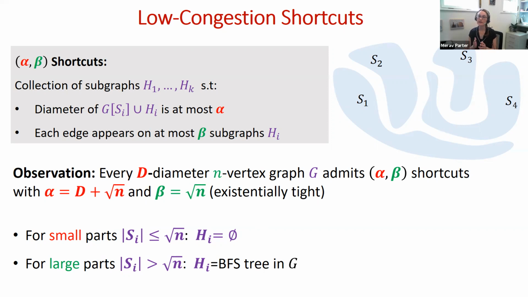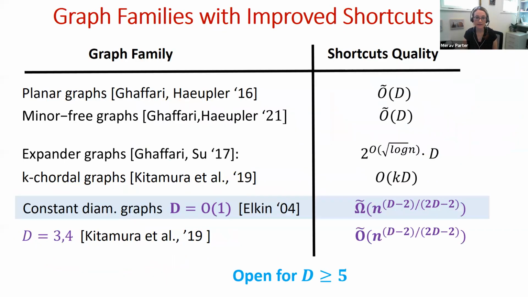Okay, so this d plus square root n really provides us an explanation for the state-of-the-art upper bound and lower bound that we see for network optimization problems in general graphs. But then already in the first paper that introduced shortcuts, Ghaffari and Haeupler showed that one can provide improved shortcuts for special graph families, for example, for planar graphs. In this PODC, they also extended it for minor-free graphs, for expander graphs, and for k-chordal graphs.